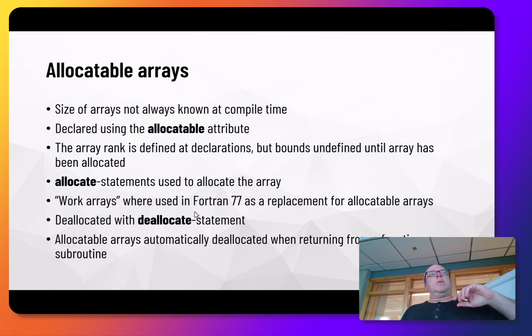When you are done with your array, you deallocate using a deallocate statement. And if you have an allocatable array inside a subroutine, it's automatically deallocated. I think Fortran 90 didn't have it like this, but Fortran 95 added this feature. So it's a nice feature to know that when you have allocated something in your subroutine and you don't use a return, that is automatically deallocated.